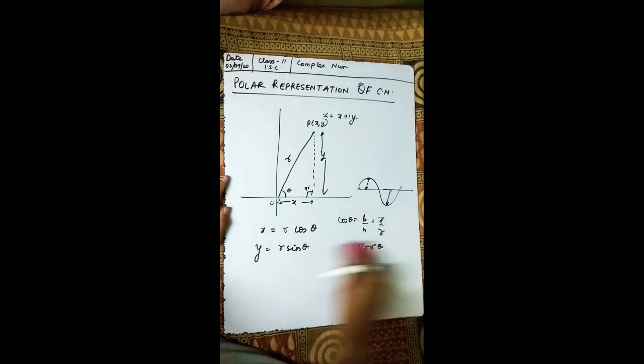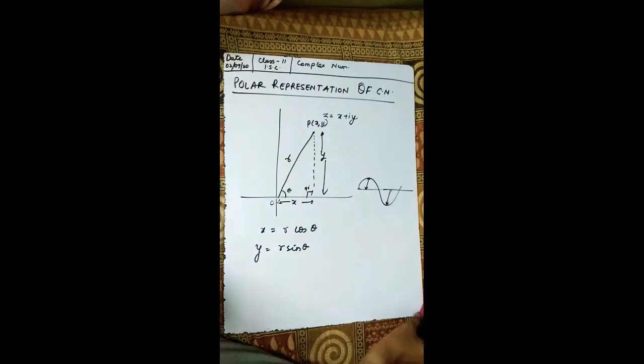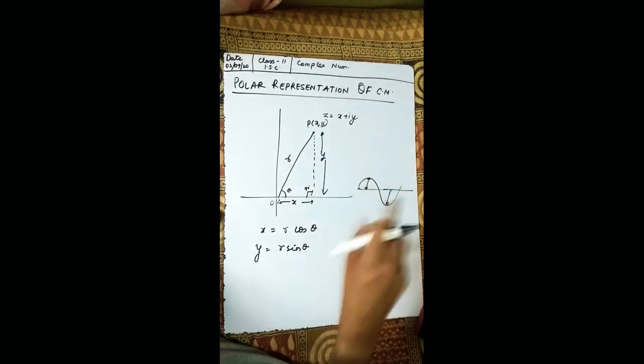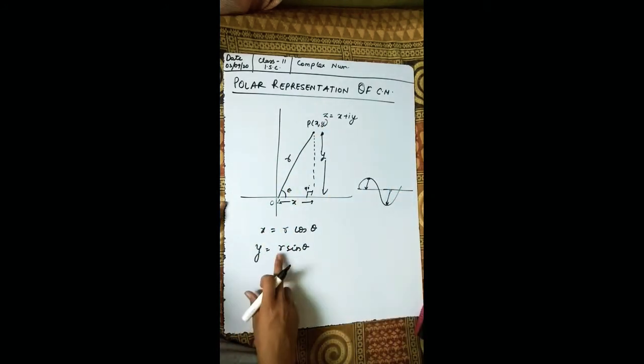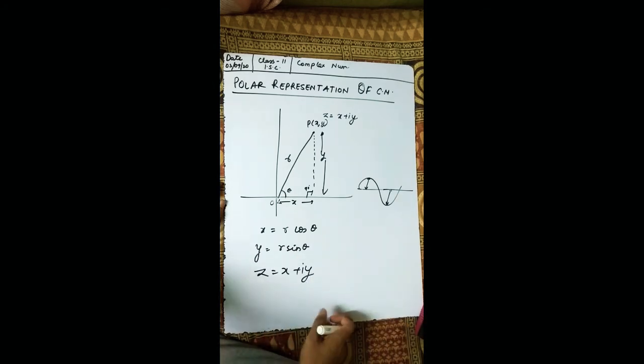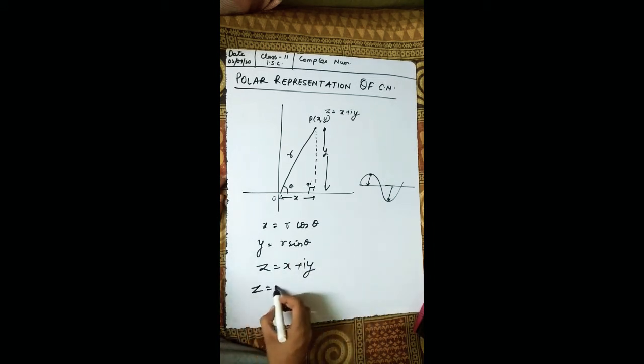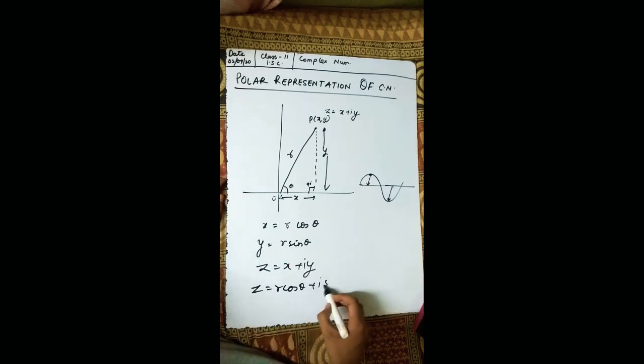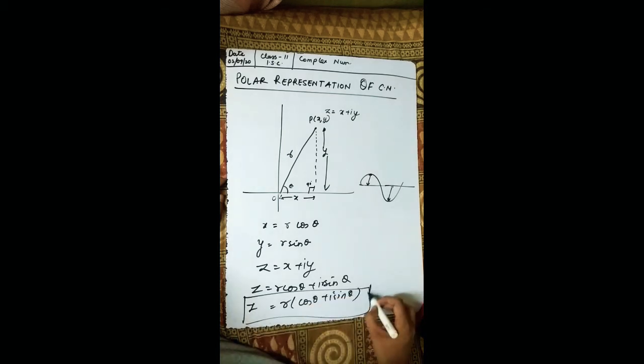Okay, by the sine, as sine is perpendicular upon hypotenuse, y upon r, take r that side, so y will be r sin theta. As z is equal to x plus iy, this is the general form of complex number, so put the value of x here. So r cos theta plus i r sin theta, take r common, so r(cos theta plus i sin theta). This is called the polar form of complex number.